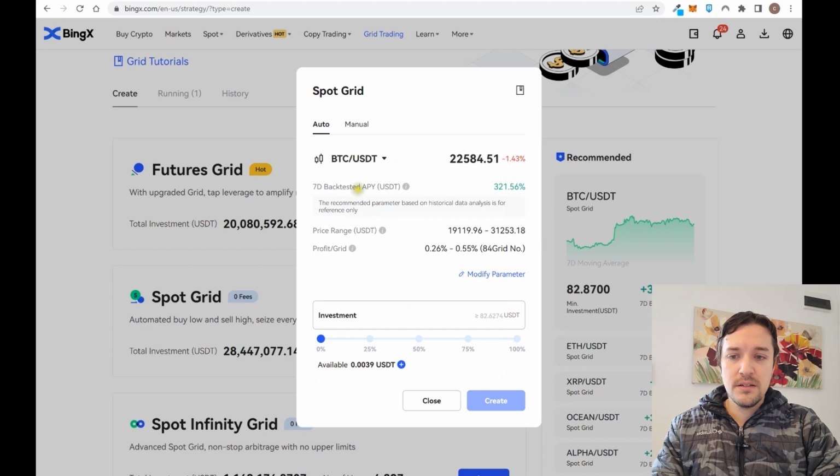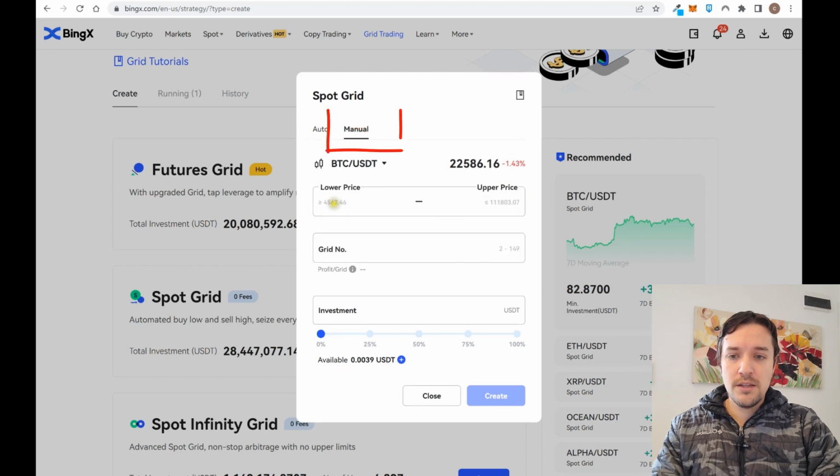This is the past 7 days backtested APR, but as it says here, past performance doesn't replicate in the future, so it's only a reference tool. And you can use the automated settings. If you are not a professional in regards to trading, it's better to use the automatic parameters. But if you want to edit them, you can click in here on manual and you can decide the grid by yourself. So you can decide the price at which the bot is going to buy and the price at which the bot is going to sell.